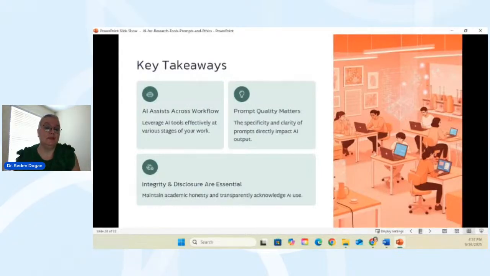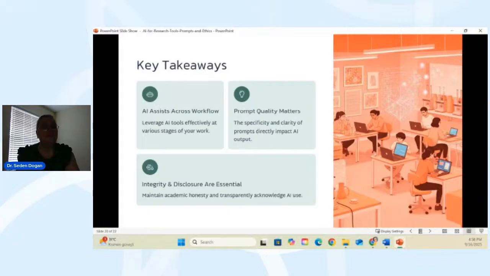What are the key takeaways from this presentation? Remember, AI supports but does not replace the researcher. So in the end, it is you. And quality of prompts drives quality of output. Don't give generic outputs. Be specific. Be as detailed as possible. Be as specific as possible. And then integrity and disclosure are essential. Going back to the beginning of the presentation, AI is a co-pilot, not a substitute.